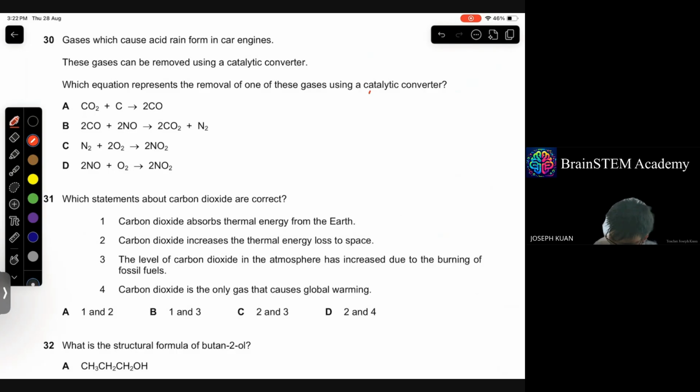This is butan-1-ol. As you can see, the OH is on the first carbon. And the answer is D for donkey, where the OH can be found on the second carbon. And there's 4 carbon.